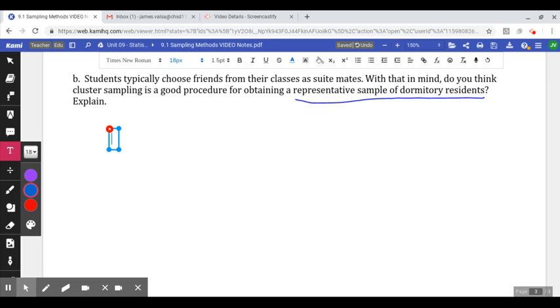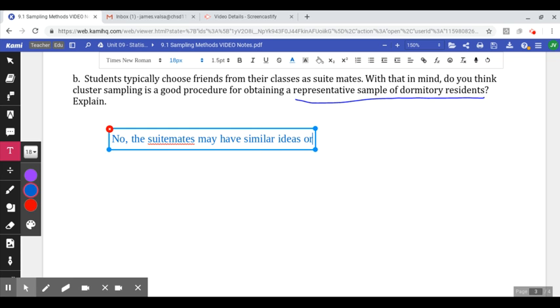So if you're only picking 3 of these suites and people select their own suite mates, the chances of them having the same opinion or ideas would be pretty high. So the answer to this question, I'm going to say, is no. Cluster sampling would probably not be a good procedure. The suite mates may have similar ideas or opinions. That's one thing we have to be careful of here with cluster sampling.